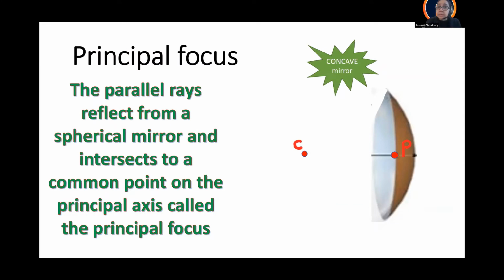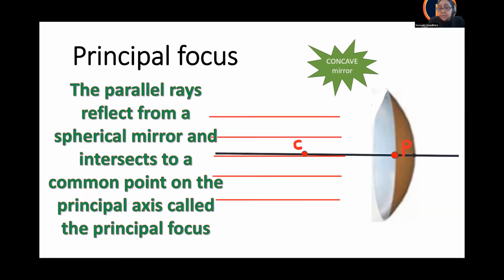Now coming to the principal focus, this is very, very important, students. In this picture, you can identify the pole, you can identify the center of curvature. So for parallel rays, what happens? Parallel rays reflect from the spherical mirror and intersect at a common point on the principal axis called the principal focus. So what happens when parallel rays reflect? Let's see this with the principal axis.